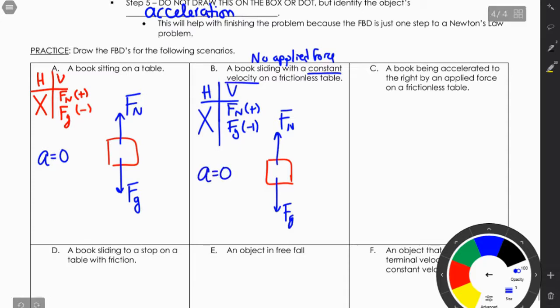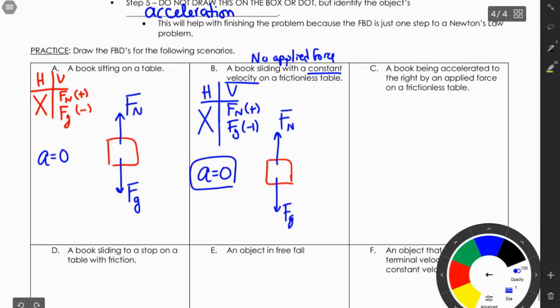Okay? Now, it's kind of weird because A and B have the same free body diagram, but A is not moving, B is moving. Okay? You don't indicate motion on the free body diagram. Okay? But you would indicate acceleration if it did exist.